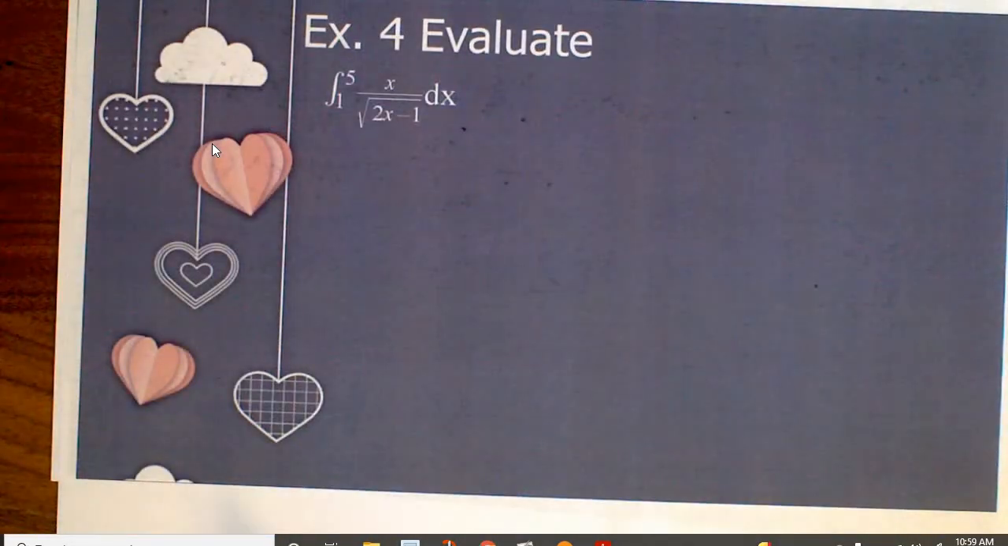Alright, so on this next one, again, going along with the square roots, we have the square root of 2x minus 1 on bottom and an x on top. There are 2 different ways to approach this problem. I'm going to show you one, and then there is another way in your book, and I'll briefly show you what you would do for that one.